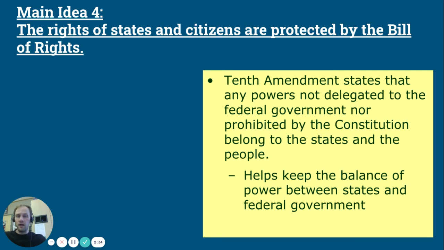And I relate it a lot to how in the federal government we have the checks and balances with our little triangle that we have drawn. Well, the 10th Amendment is a lot like that system, only between the state government and the federal government in the system of federalism.